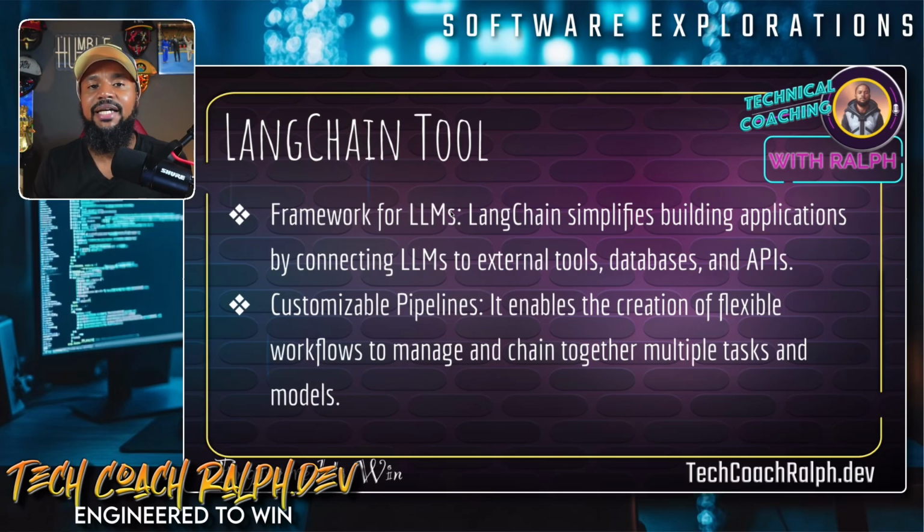What about LangChain? So the LangChain tool is a framework for large language models. LangChain simplifies building applications by connecting large language models to external tools, databases, and APIs. It also has customizable pipelines. It enables the creation of flexible workflows to manage and chain together multiple tasks and models.